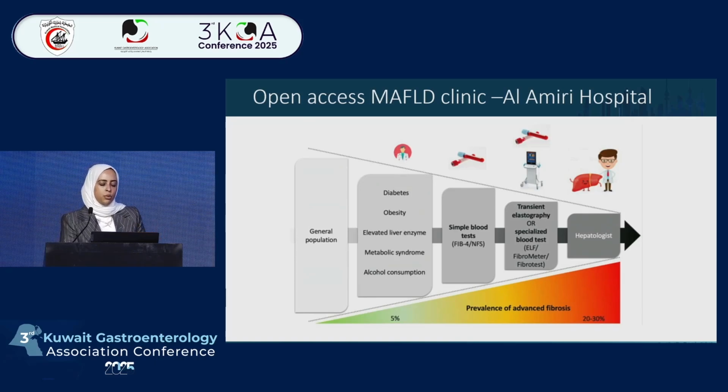And then we go back to the original algorithm of the international guidelines or AASLD, where the patients with low scores go back to the polyclinic where they get their risk factors modified, and those patients who are at intermediate or high risk are kept in our liver clinics for further evaluation. This has tremendously decreased our unnecessary referrals and unnecessary fibroscan requests as well.